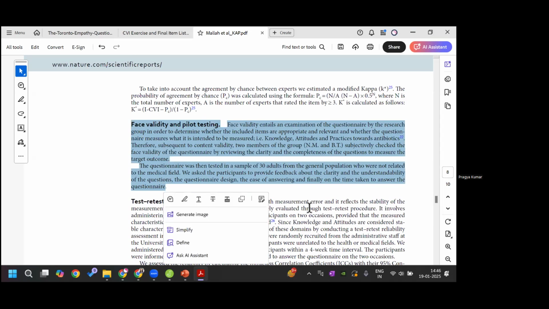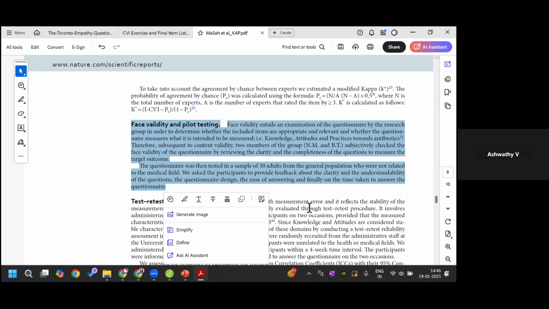This is the methodology. That was the result which Dr. Ravi, just read. Okay, ma'am. Face validity and pilot testing. Face validity entails an examination of the questionnaire by the research group in order to determine whether the included items are appropriate and relevant, and whether the questionnaire measures what it is intended to measure, that is knowledge, attitude, and practice towards antibiotics.